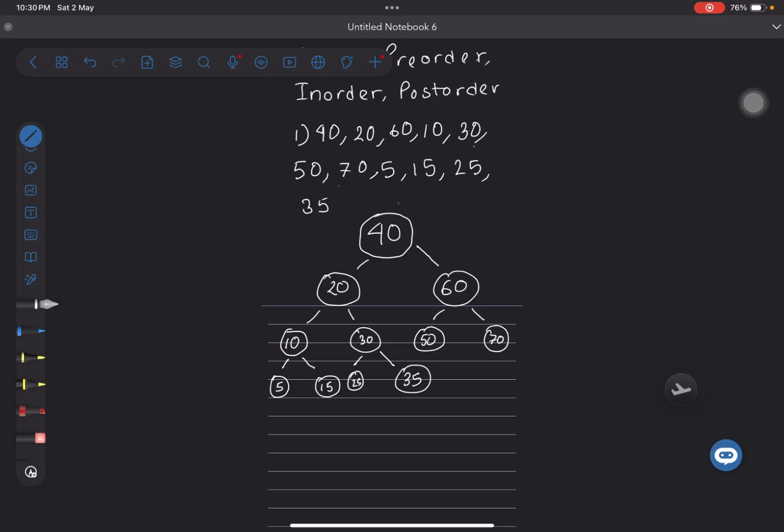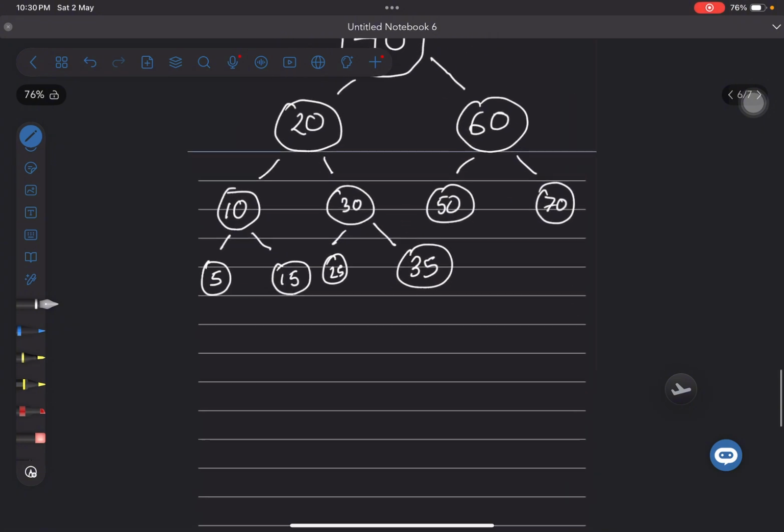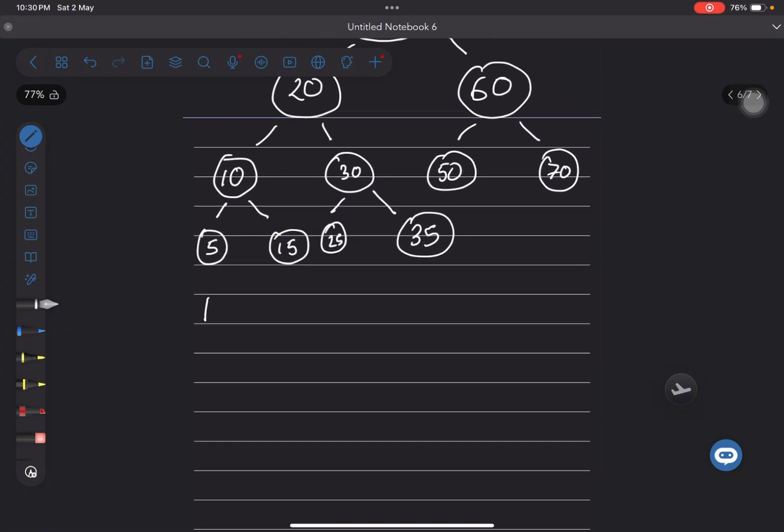Now, let us learn about preorder, inorder, and postorder. So for preorder, actually let me use this. For preorder, the sequence goes like this. At first, you go to the parent.